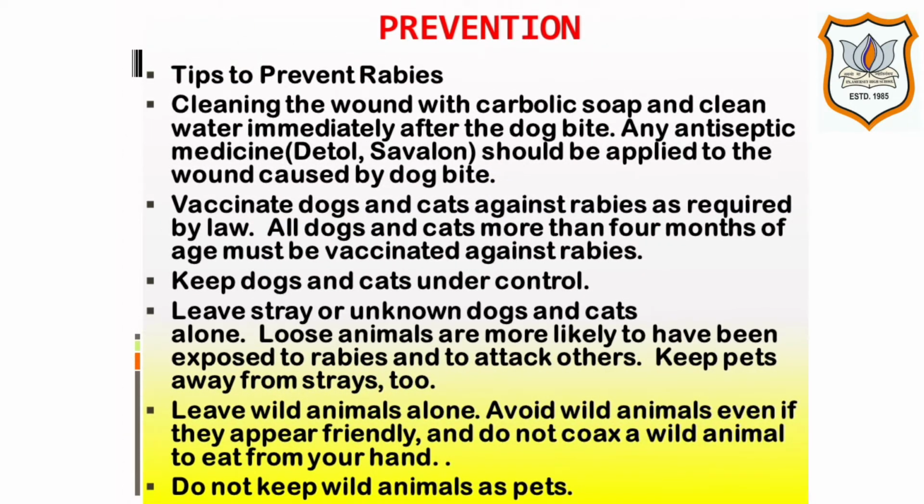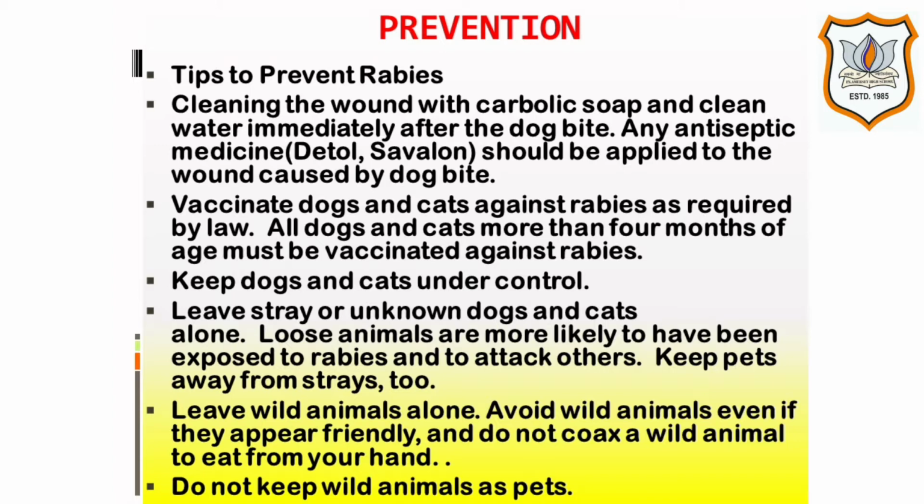What are the preventions against rabies? Now, tips to prevent rabies. First one is cleaning the wound with carbolic soap and clean water immediately after the dog bite. Any antiseptic medicine like Dettol or Savlon should be applied to the wound caused by the dog bite.